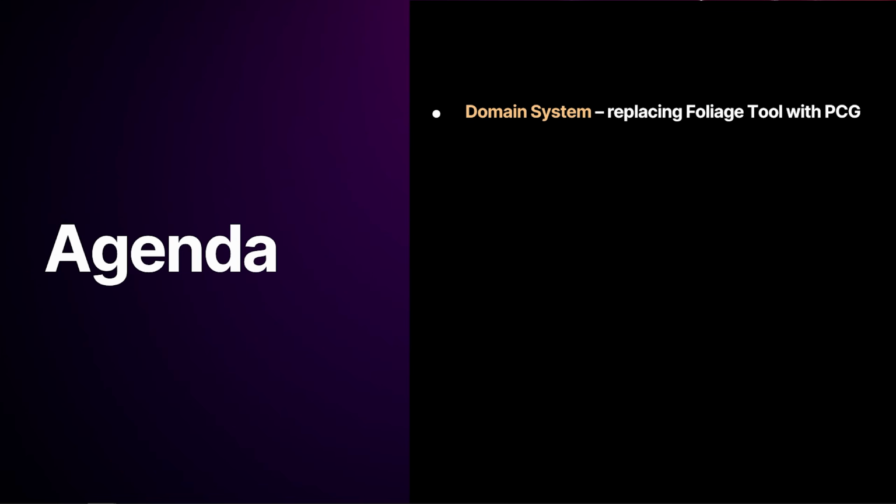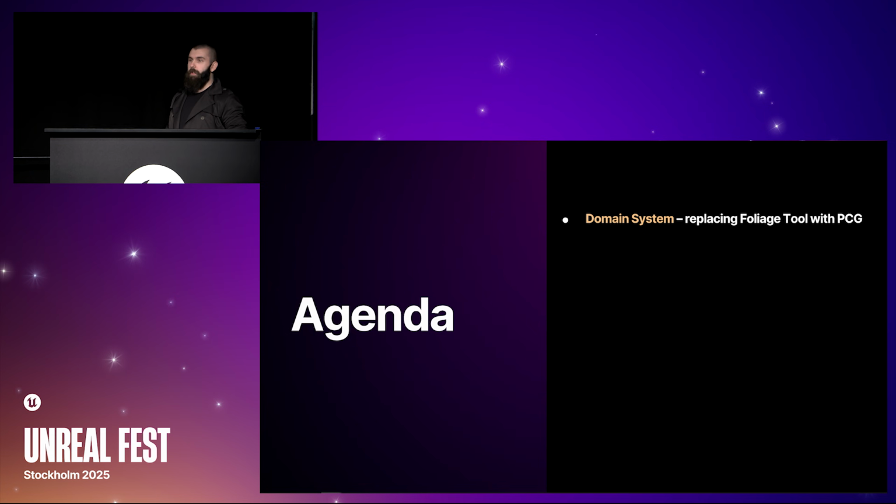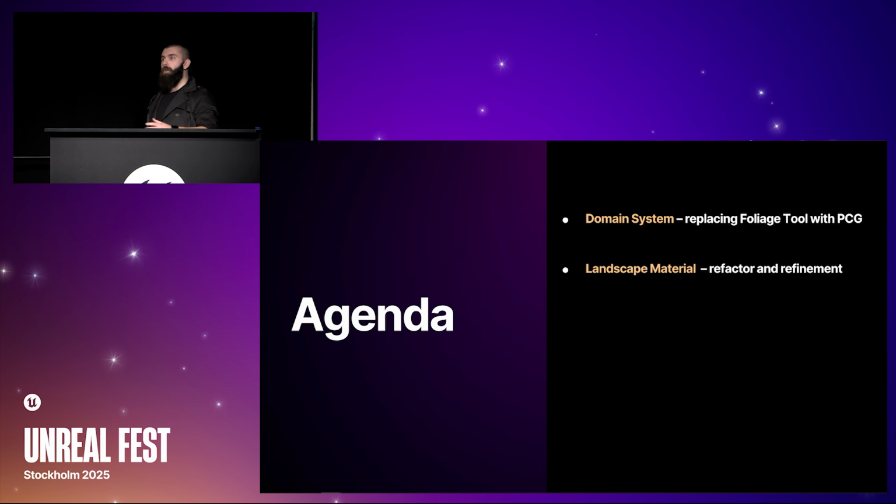And today I'm going to talk about 5 topics. First of them being the so-called domain system, which is a PCG-made system that aims to unify all procedural workflow in our projects. Specifically, it was used to replace foliage tools currently. Later, we'll even try to do that with landscape grass. Next, I'm going to talk about landscape materials and how we further refactored and refined the usage, and more specifically, how we moved away from Runtime Virtual Textures back to your ordinary streaming virtual textures.